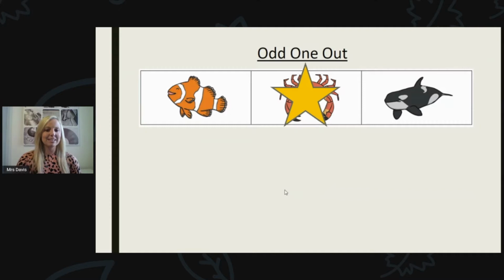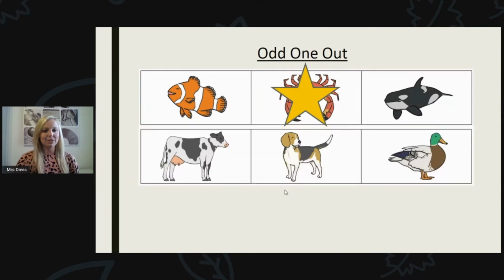Right, are you ready for your next one? Okay, so we've got a cow, a dog, and a duck. Which one is the odd one out? I reckon you know. I reckon you're thinking, this is easy. Have you got an answer for me? Should we find out? Yes, well done. It was the duck because the cow and the dog are both mammals, aren't they?